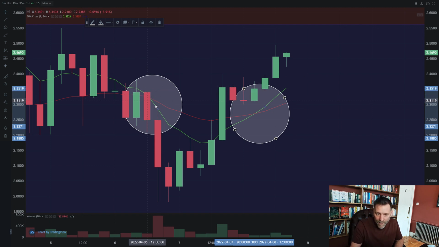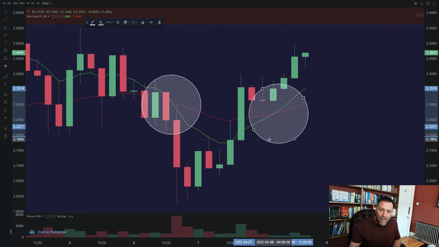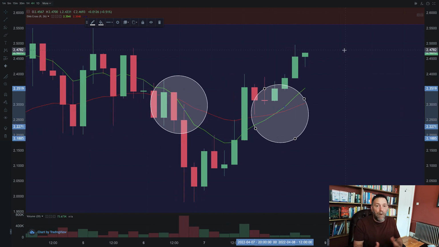So you wouldn't have got this. You have to wait on that confirmation candle, which is here, and you wouldn't have got out until $2.15 or something like that. And same with this one as well. You won't really get in until about $2.35 when that happened on the crossover. But it's now at $2.47 just now.